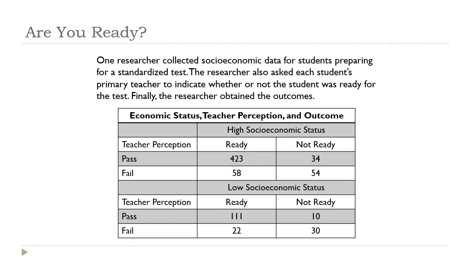In this case, the categorical outcome variable is again whether the student passes or fails. But the two explanatory variables are socioeconomic status, defined here as high and low, and the teacher perception of whether the teacher believes the student is ready to take the test. So ready and not ready are the two values of that explanatory variable. So we have one categorical response variable, two categorical explanatory variables.